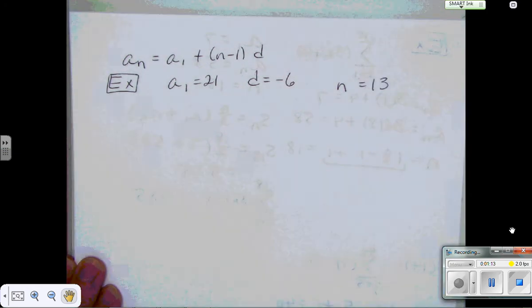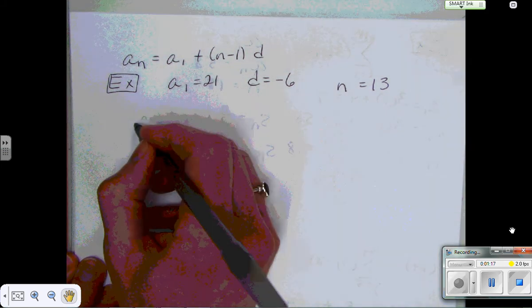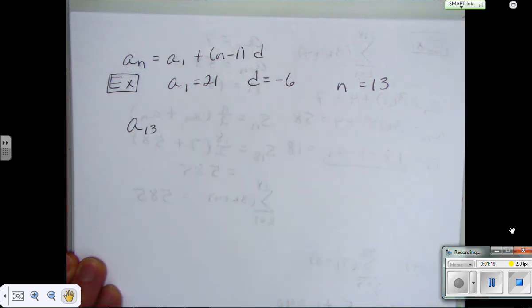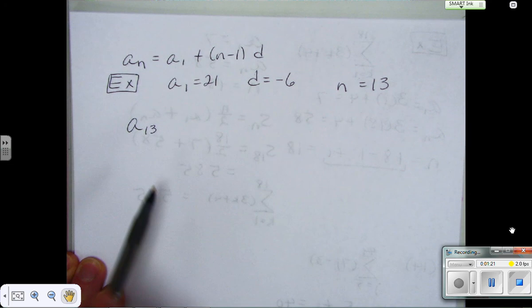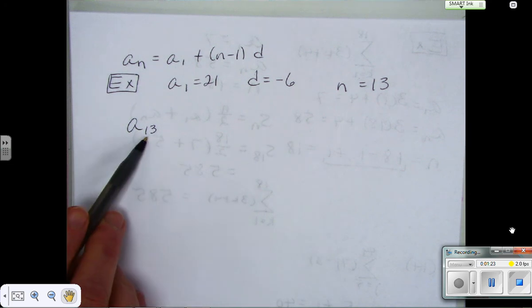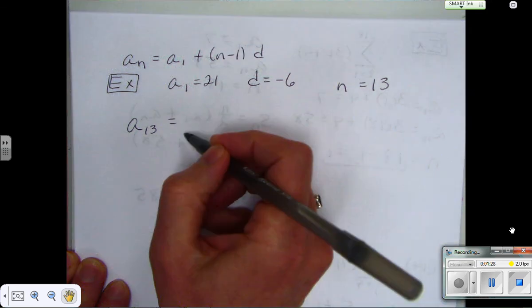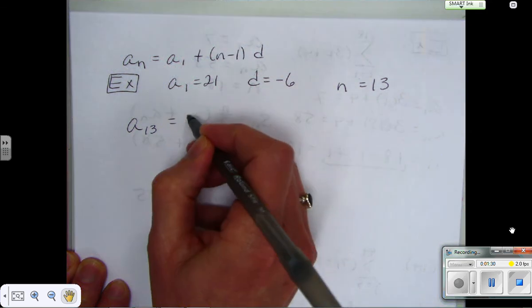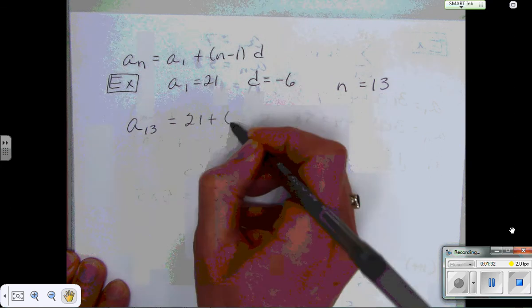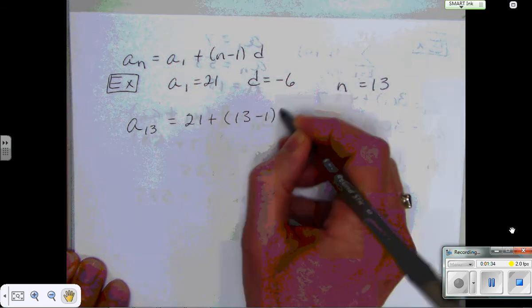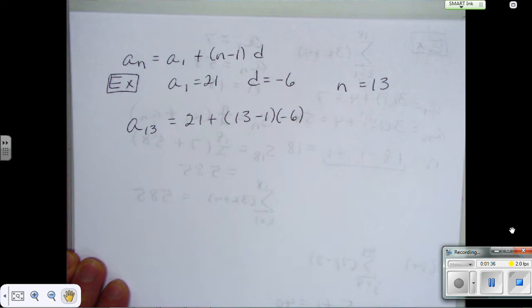Okay, so now I just need to substitute values into my equation. So I'm going to find a sub 13. Instead of an n now, I'm telling which number I'm going to find. I'm finding the 13th term. So your equation is going to equal a sub 1, which is 21, plus n, which is 13, minus 1, times the difference, or d, which is negative 6.